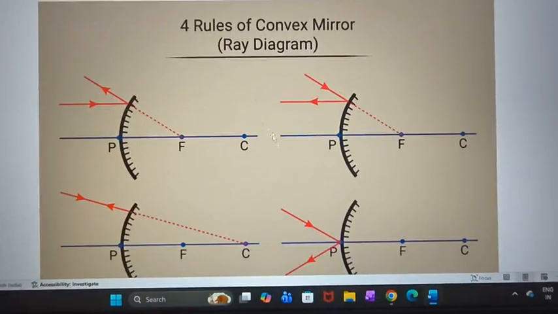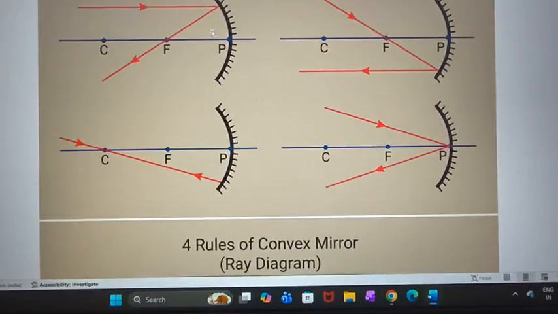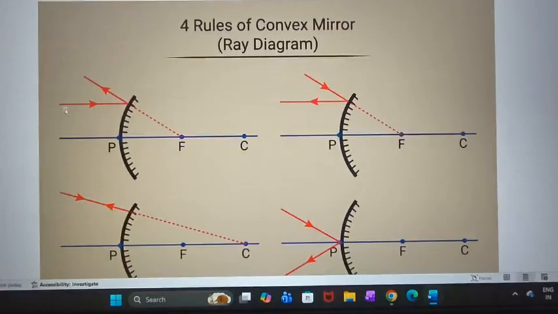So this is like the behind the mirror. Over here, center of curvature, pole, focus, all these are towards the left side, and these things are not behind the mirror. This is where reflection is taking place, so this is front. But over here, this is where reflection is taking place. Behind that is where your center of curvature and focus will be.